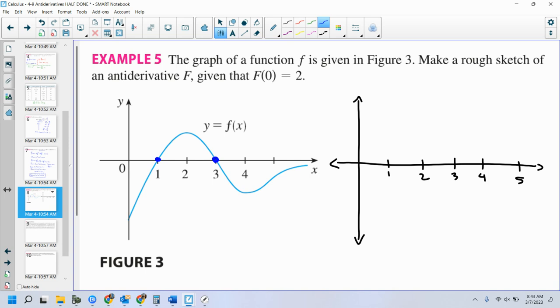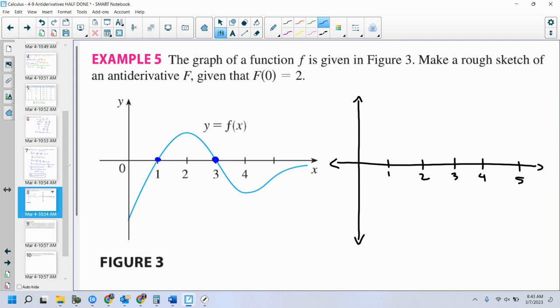Maximums and minimums, right? There is an extreme value at 1 and an extreme value at 3, right? Think of this as the derivative. Let's graph the original. What are the zeros of the derivative? That's the maximum or minimum of the original, right?